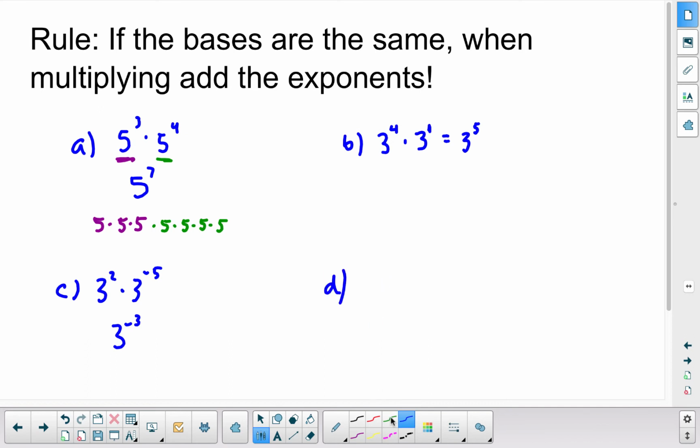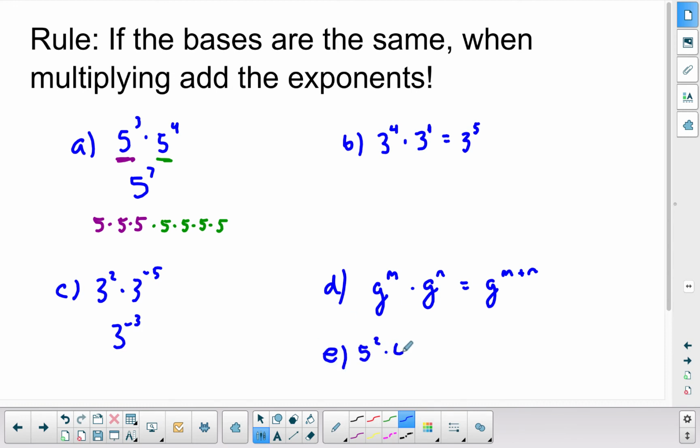Problem D, again, I'm going to try to confuse you a little bit here. If I have G, that's a G, not a 9, to the M times G to the N. And this is abstract. This is a little bit difficult. But just go back to the rule. If the bases are the same, which they're both G, when multiplying, add the exponents. Your exponents here are M and N. So this is the same thing as G to the M plus N. I don't know what M and N are. It doesn't say. So I just say, for my answer, G to the M plus N.